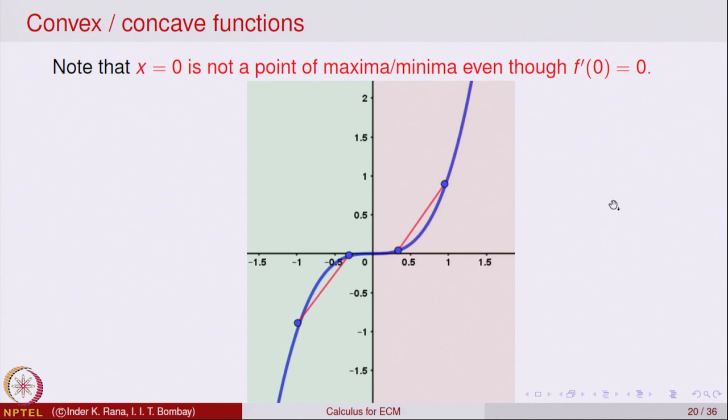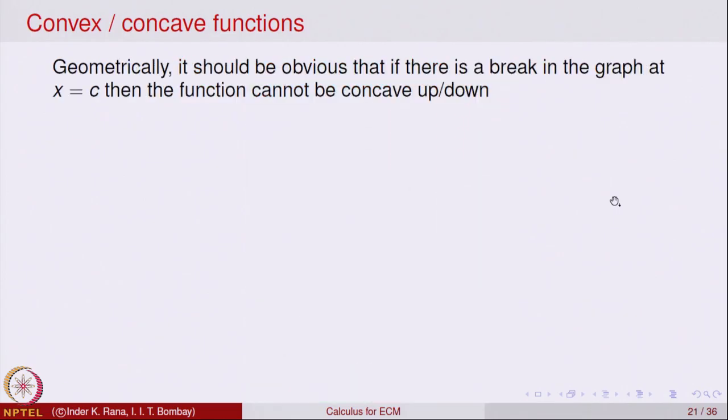We could do that because our function f of x equal to x cube is a very simple function, but for more complicated functions such algebraic identities may not be possible. So, one has to devise certain tools which help us to analyze convexity and concavity of a function in terms of the derivative of the function.